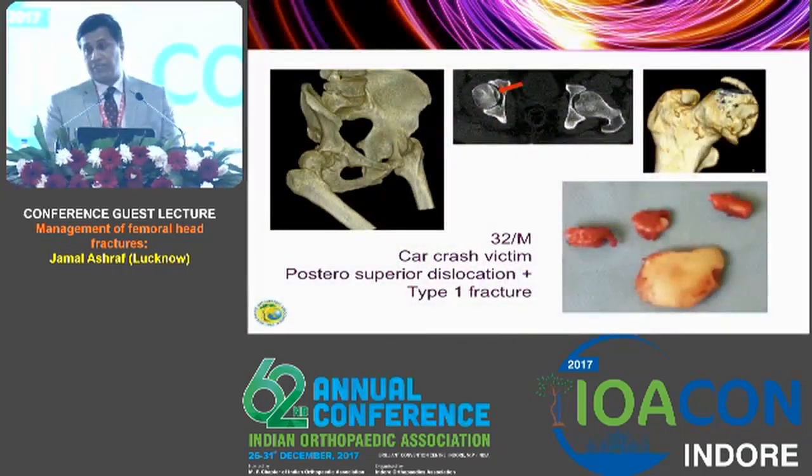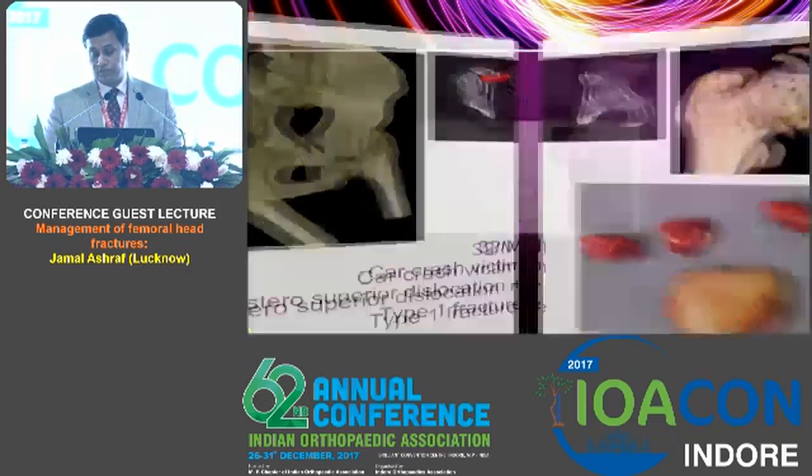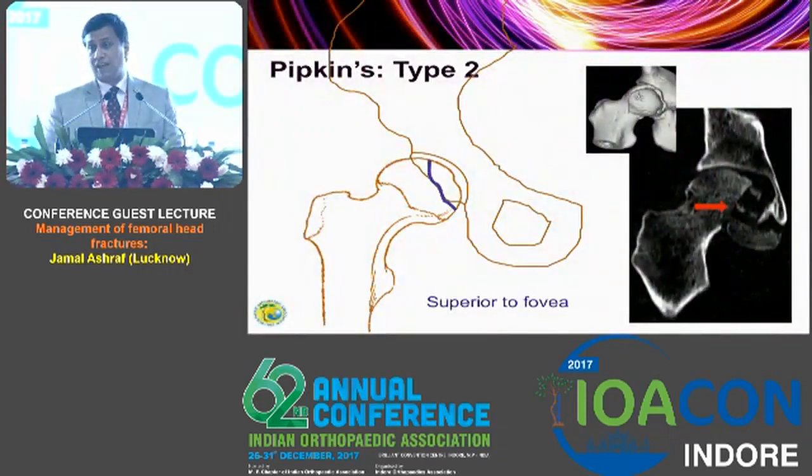Now, this is a 32-year-old male car crash victim who has a posterior superior dislocation with a type 1 Pipkin's. CT 3D reconstruction shows that there is extensive comminution and the fracture fragments are relatively small and do not fit the criteria for fixation, and therefore these fracture fragments are removed. Now, type 2 fractures are those in which the fracture line extends above the fovea centralis, that is to say, it involves the weight-bearing dome.